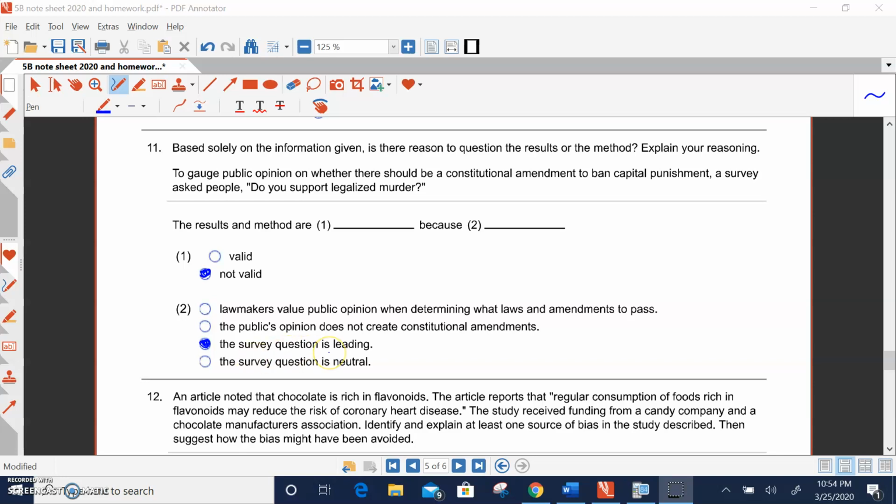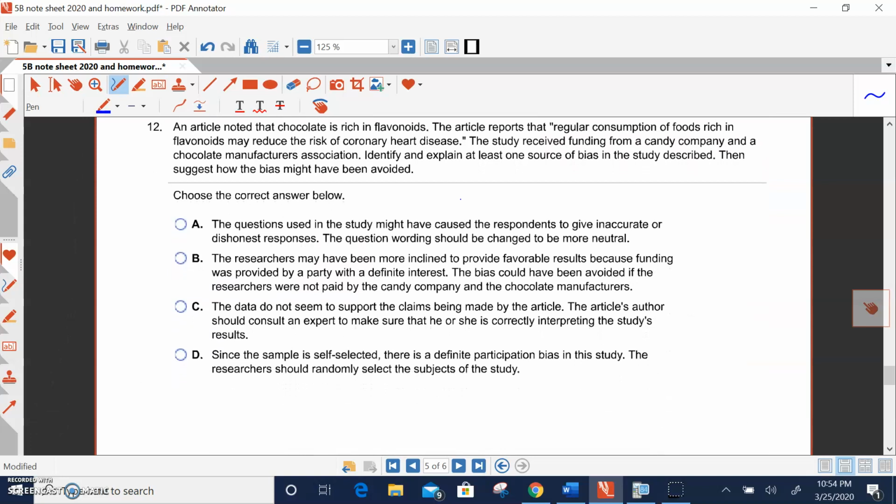The survey question is leading. What would be a better way to ask that question? Instead of do you support legalized murder, how about do you support capital punishment, since that was the question here. So don't put a spin on those words because you're trying to receive a certain response. Okay, last question. Pause it, work it, come back.